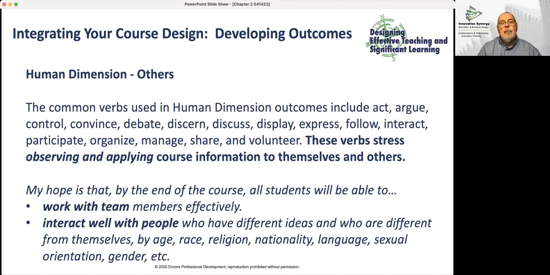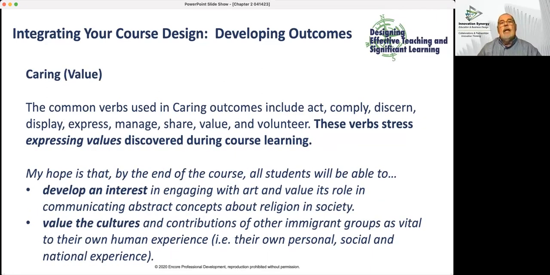That's an essential skill. So let's take a look at the fifth piece of the pie chart there, the wheel, which is the caring and valuing part. And when you look at these, you'll see some of the same verbs. However, these verbs are really stressing how students can express values that they are discovering during the learning in your course. So these might be develop an interest in engaging with art and the value its role in communicating abstract concepts about religion and society.